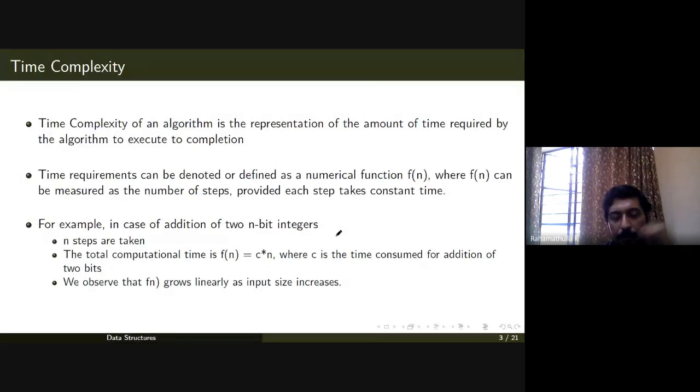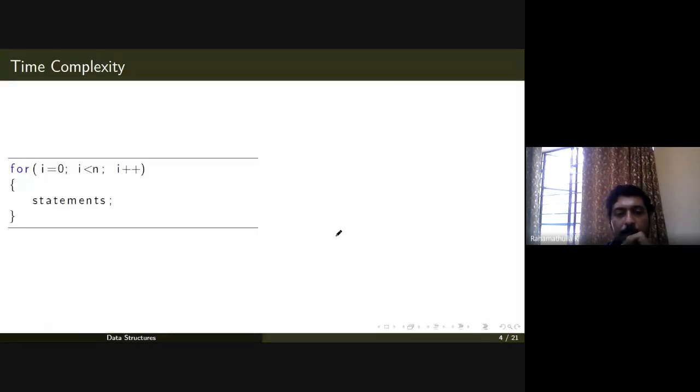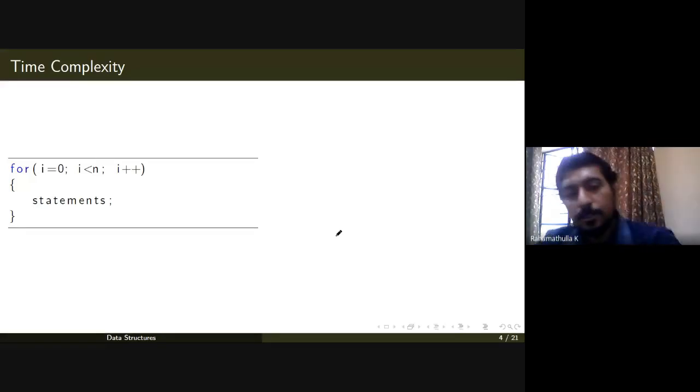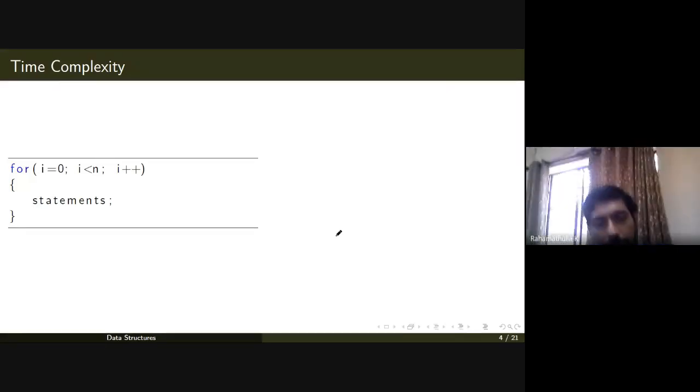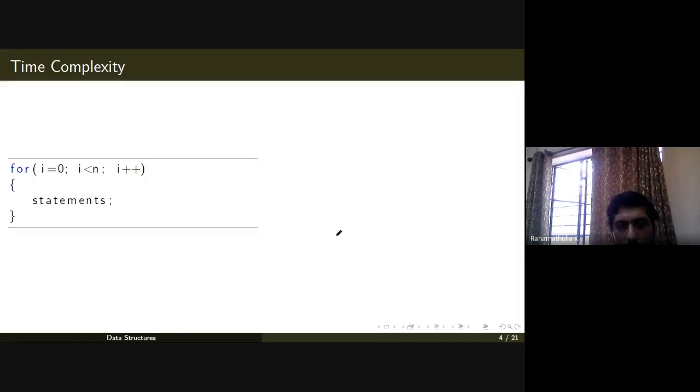In the next step, we will see the time complexity of some of the most probable statements or algorithms. Here, I'm not writing the entire algorithm code. I'll be writing very small code snippets for analyzing the time complexity. The time complexity of this statement we have already seen: for i equal to 0, i less than n, i plus plus. In this, you may employ the frequency count method. In the last class, we discussed the frequency count method.